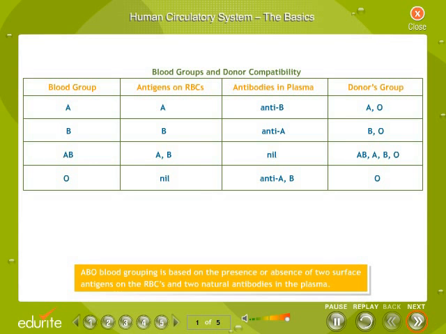ABO blood grouping is based on the presence or absence of two surface antigens on the RBCs and two natural antibodies in the plasma. The four blood groups in man, namely A, B, AB, and O, and their respective antigen and antibody, is represented in a tabular format.